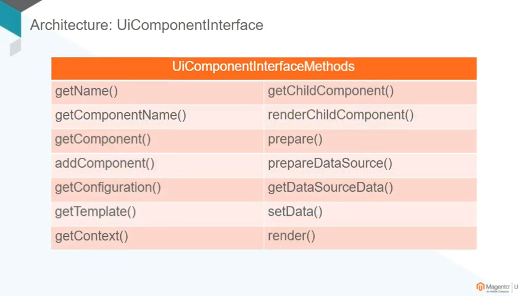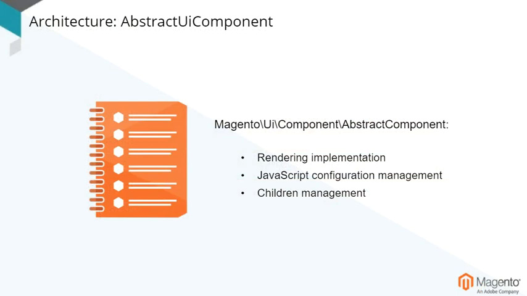Review the UI component interface methods displayed on your screen. Abstract UI component. Here are the key responsibilities for the Abstract UI component class. Its methods can be divided into three groups, as shown on the slide. Their content is quite straightforward. Take a few minutes to explore this class in your installation.